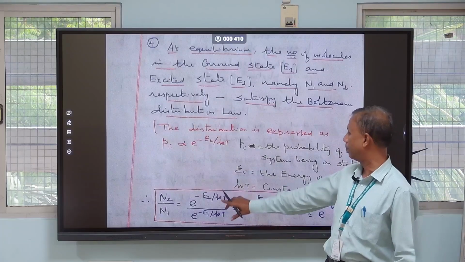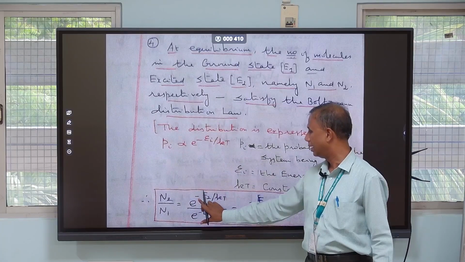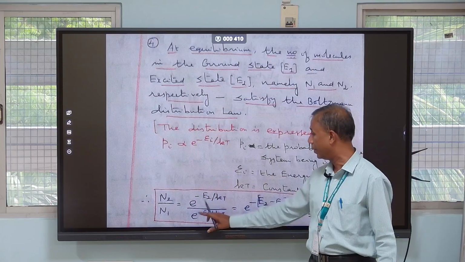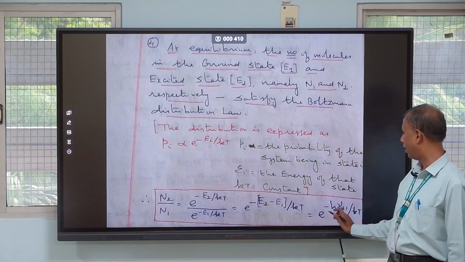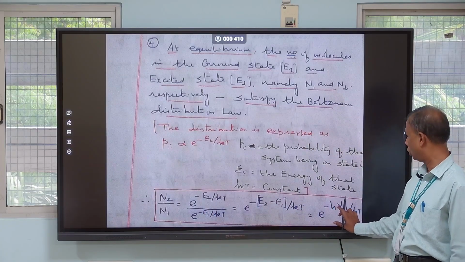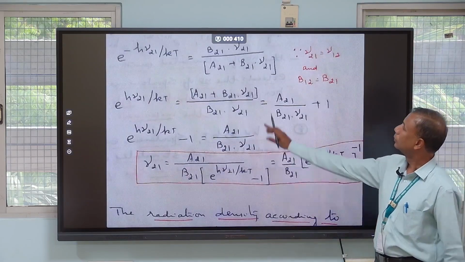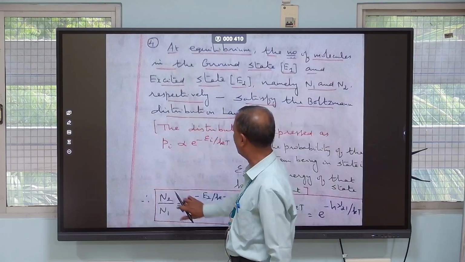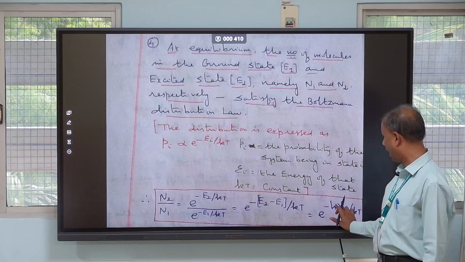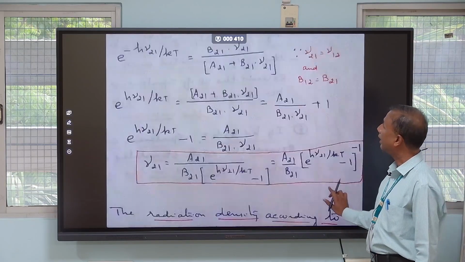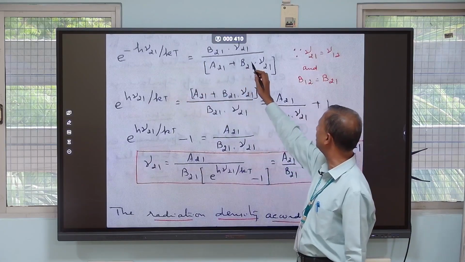Now consider the previous equation N2 by N1, and just substitute this formula here. N2 is e power minus E2 by kT and N1 is e power minus E1 by kT. Rearranging this, finally you have e power minus h nu 21 by kT. So, rearranging the previous slide's equation, here N2 by N1 is equal to e power minus h nu 21 by kT, which is nothing but this equation.